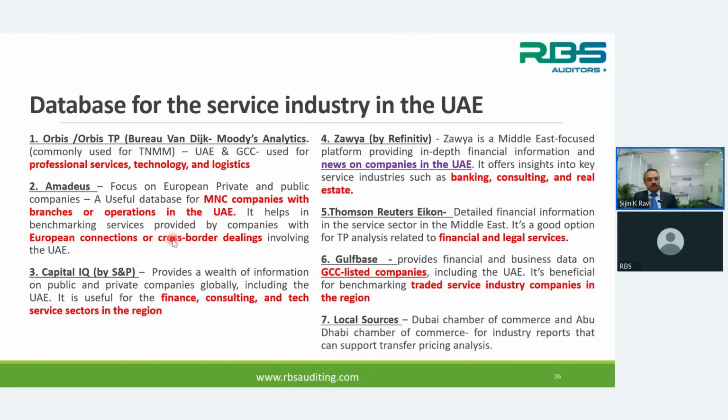Then local sources, in the sense of Dubai Chamber of Commerce, then Abu Dhabi Chamber of Commerce, for industry reports that are useful for transfer pricing analysis. This is not only one of the databases, because from this information you will get a trend. What is the market trend relating to those industries? So those information you will get.